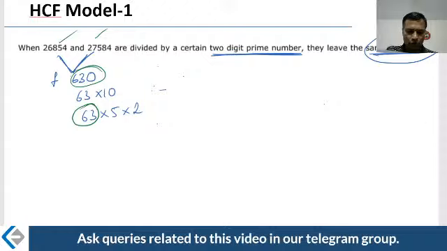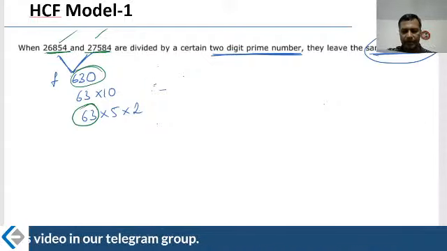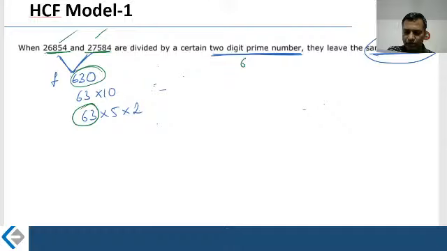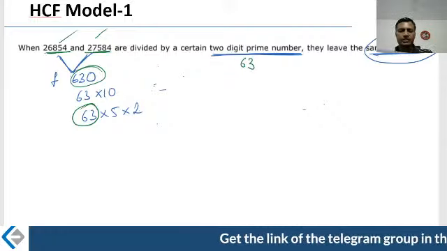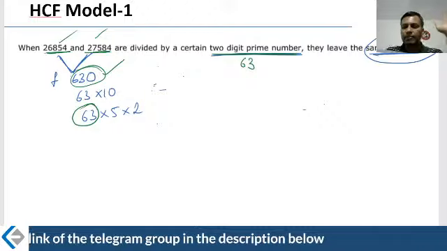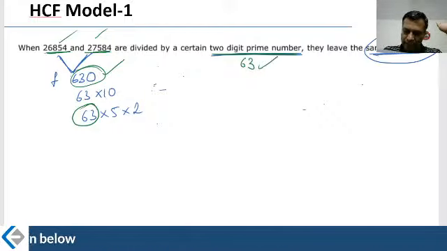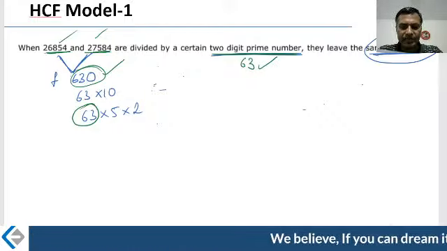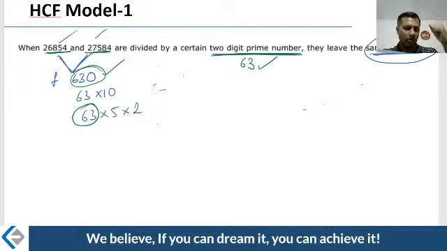Therefore the author is saying that, look, take these numbers, divide them by 63, and it leaves the same remainder. Therefore the 2-digit number which divides is nothing but 63, because 630 can also be the answer. But the author said that, look, you get many answers. All right, but I don't want the largest number, I want the 2-digit one which does this function. Therefore you are saying that it is 63. What is the model being used in this question? HCF model 1. All right, HCF model 1 is what you went on to use.